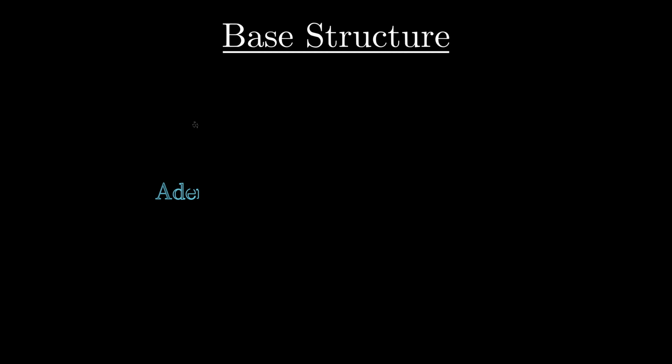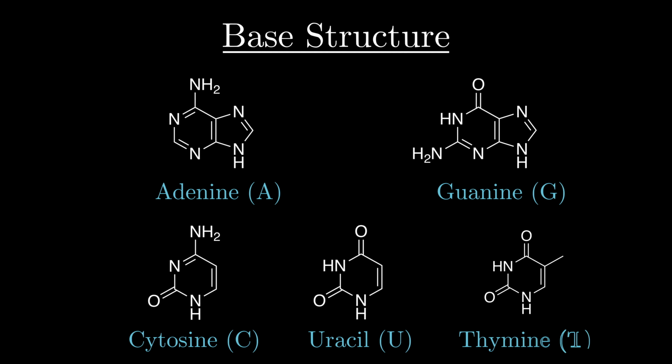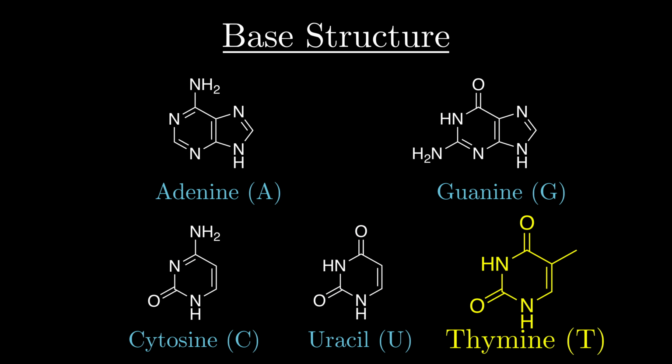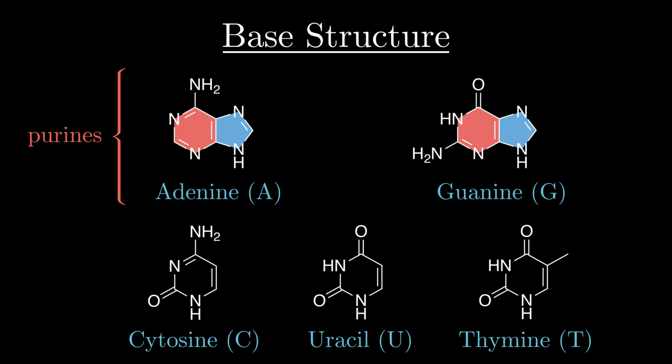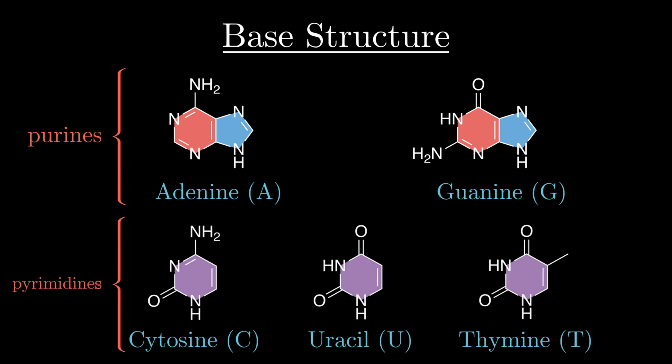Here I'm showing the structure of all 5 bases used in DNA and RNA. Their names sound a bit like the nucleotide names, but slightly different. We have adenine, guanine, cytosine, uracil, and thymine, with one-letter abbreviations as you would expect. Now, one thing you should be aware of is that these bases fall into 2 groups. The ones with 2 heterocyclic rings are called purines, and the ones with 1 heterocyclic ring are called pyrimidines.